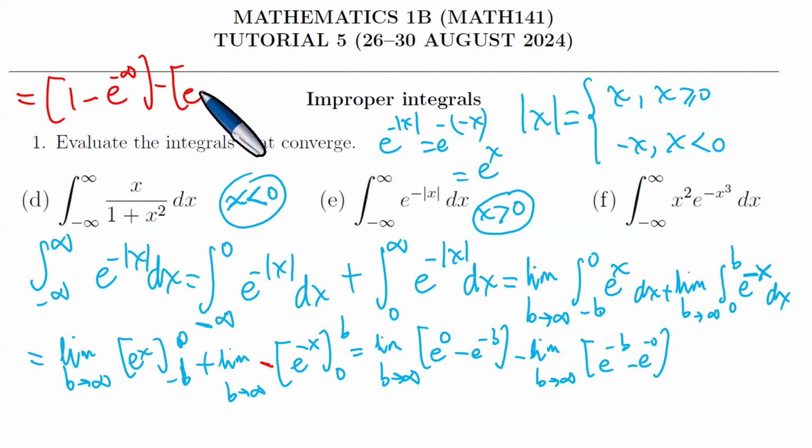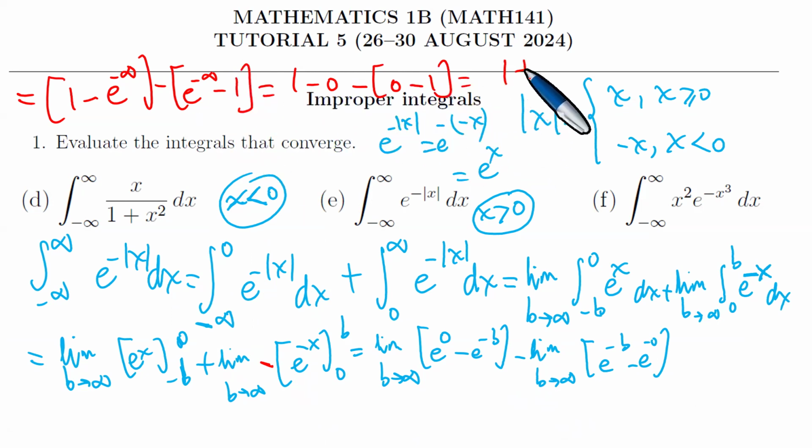Which is e to the... which is 1 minus 0. And then this is negative. So now this becomes negative 0 minus 1. Okay, because the e to the infinity is 0. So in the end, this is 1 plus 1. Negative by negative is plus. 1 plus 1 becomes 2. Meaning, in particular, this integral here is convergent. It's convergent. So yeah, think about it. Make sure you understand it.